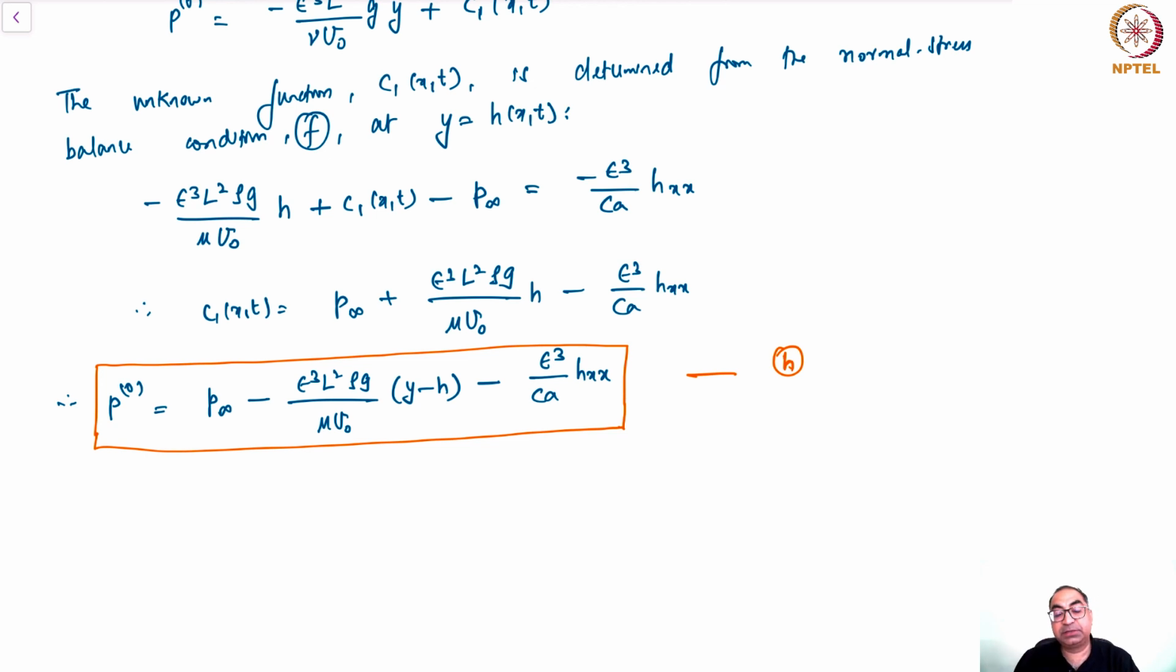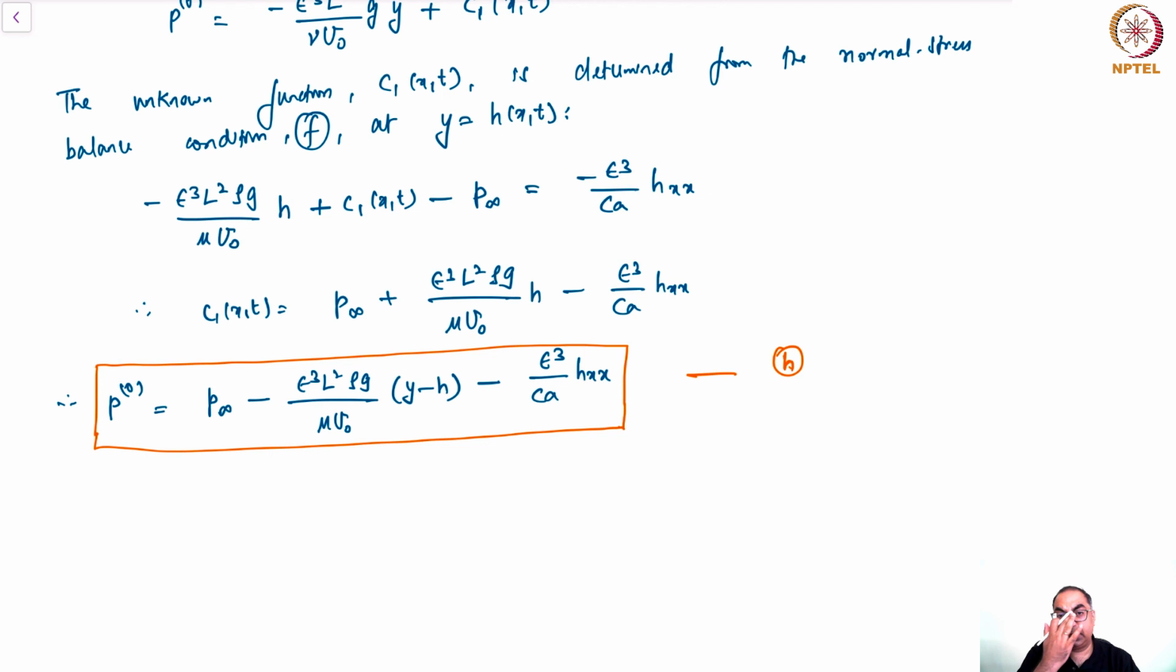Now a few checks that we can do. For example, if there is no curvature, then you can also verify that at y equals h, the second term on the right hand side of equation H disappears, and what we now have is P becomes P infinity. That's because there's no curvature.